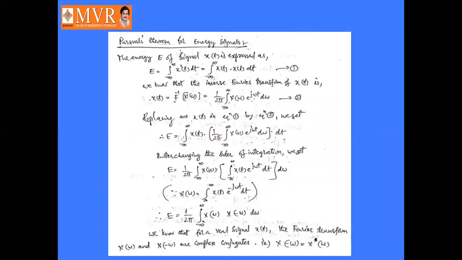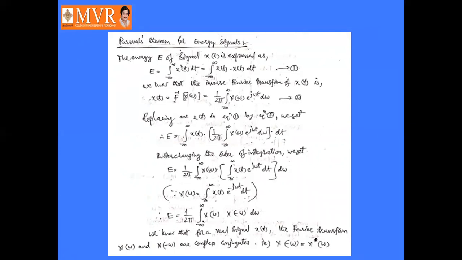Next, Parseval's theorem for energy signals. So first of all, we will define the energy. The energy E of signal x(t) is expressed as E equals integral from minus infinity to infinity of x squared(t) dt, that is equal to integral from minus infinity to infinity of x(t) into x(t) dt. But as we already know, the expression for x(t), that is the inverse Fourier transform of X(omega), is nothing but 1 by 2 pi into integral from minus infinity to infinity of X(omega) into e power j omega t d omega. That is equation number 2.